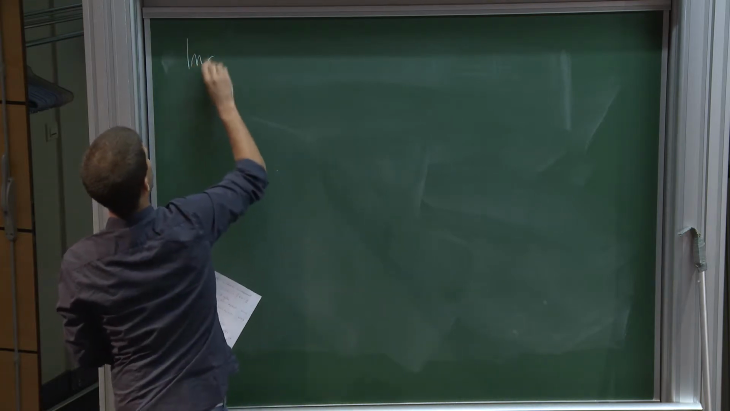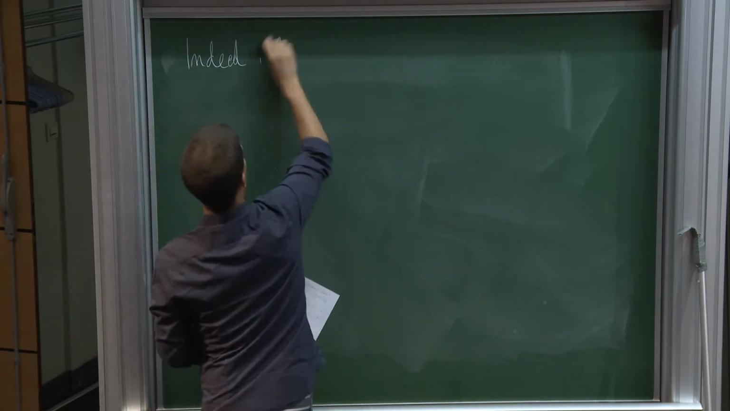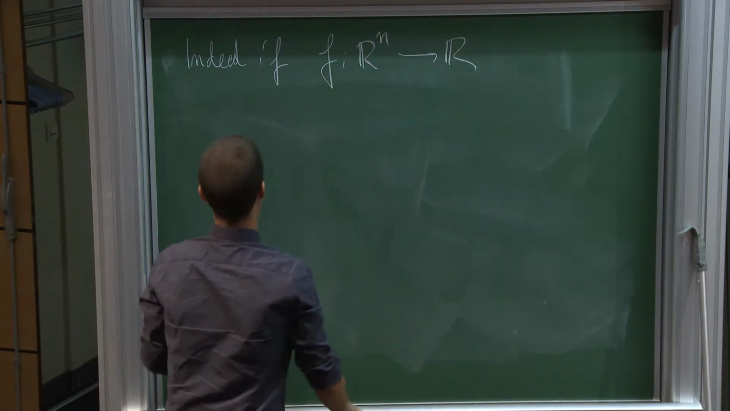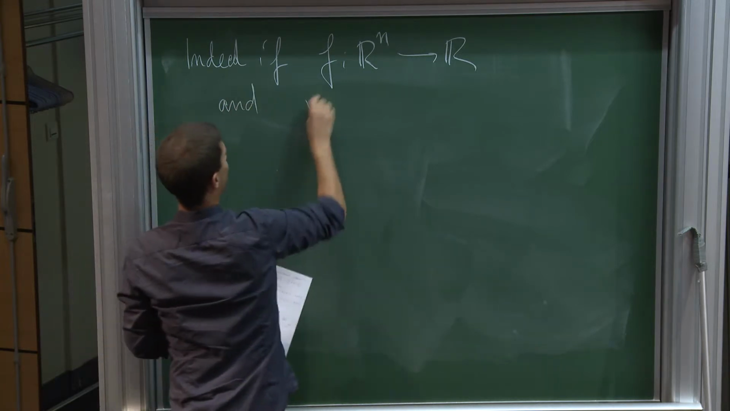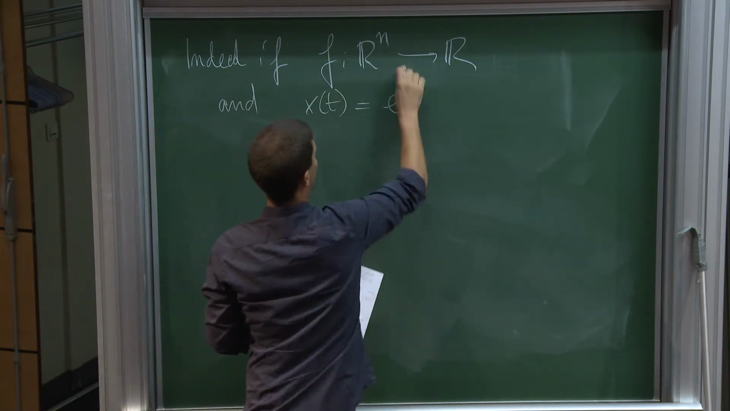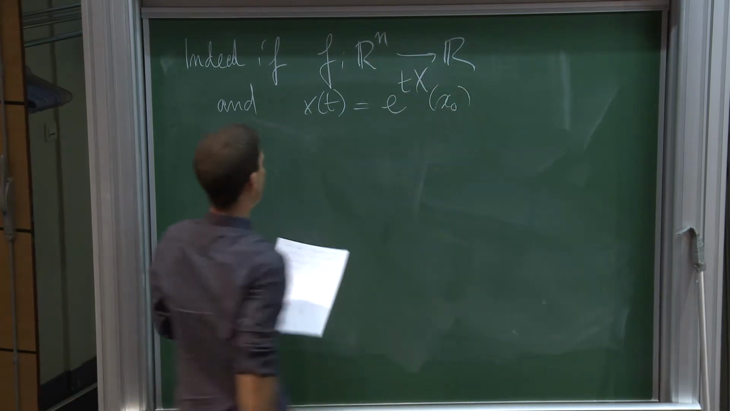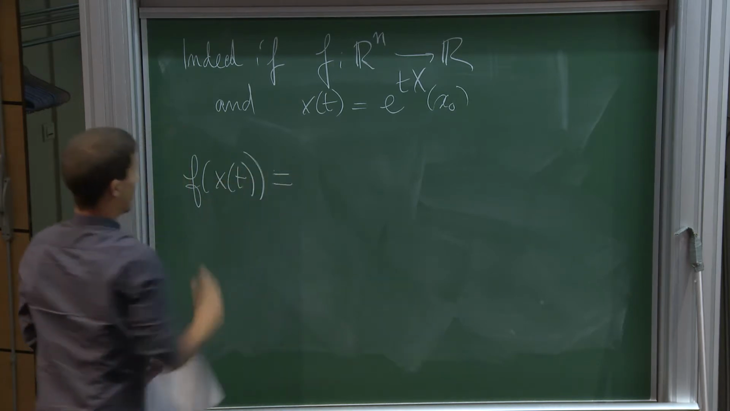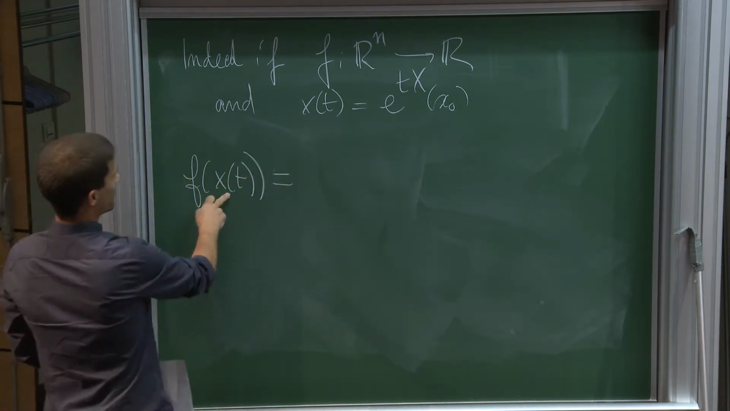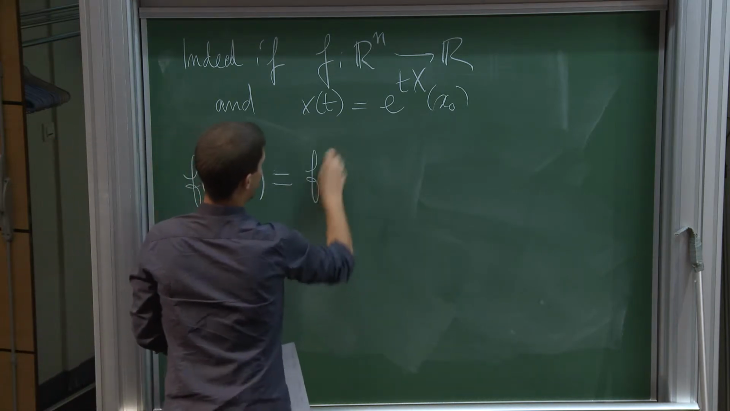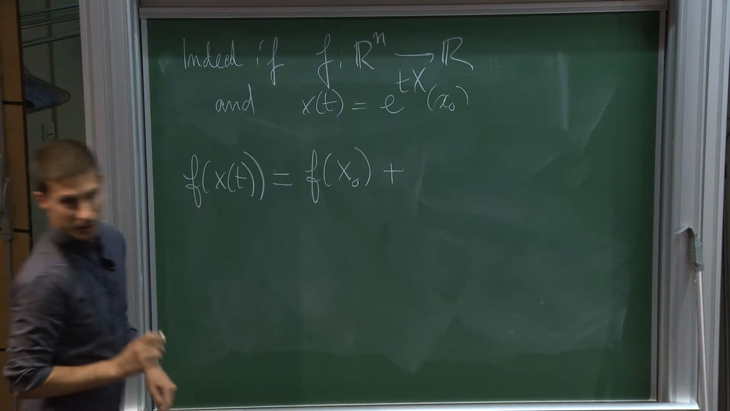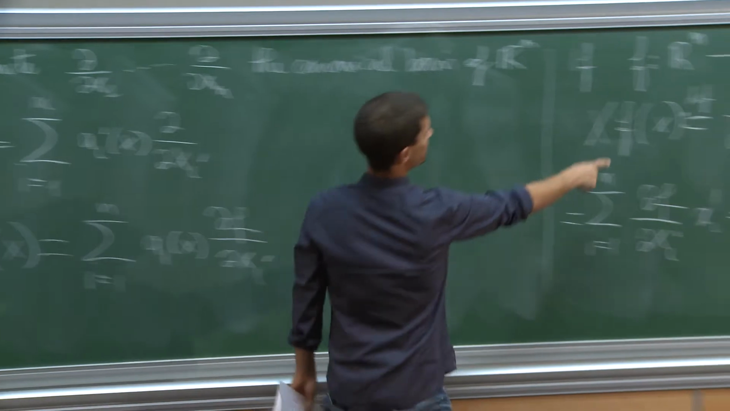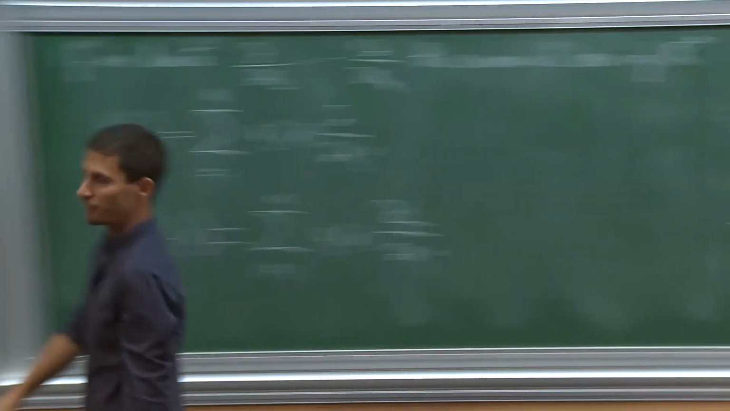If we take again our scalar function, and again x of t is our curve, then what do we have? We have the function evaluated on the curve, and I write a Taylor expansion. When t is 0, it is just the function at the point. The first derivative is given by this. It's by definition, so the first term will be this.